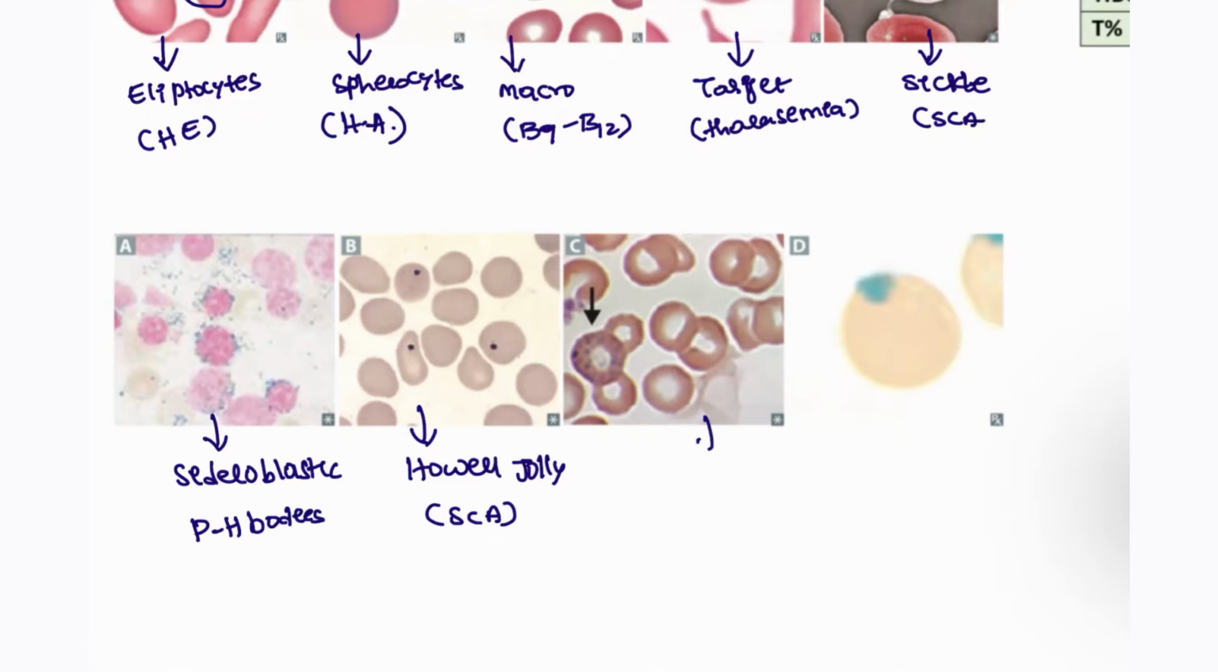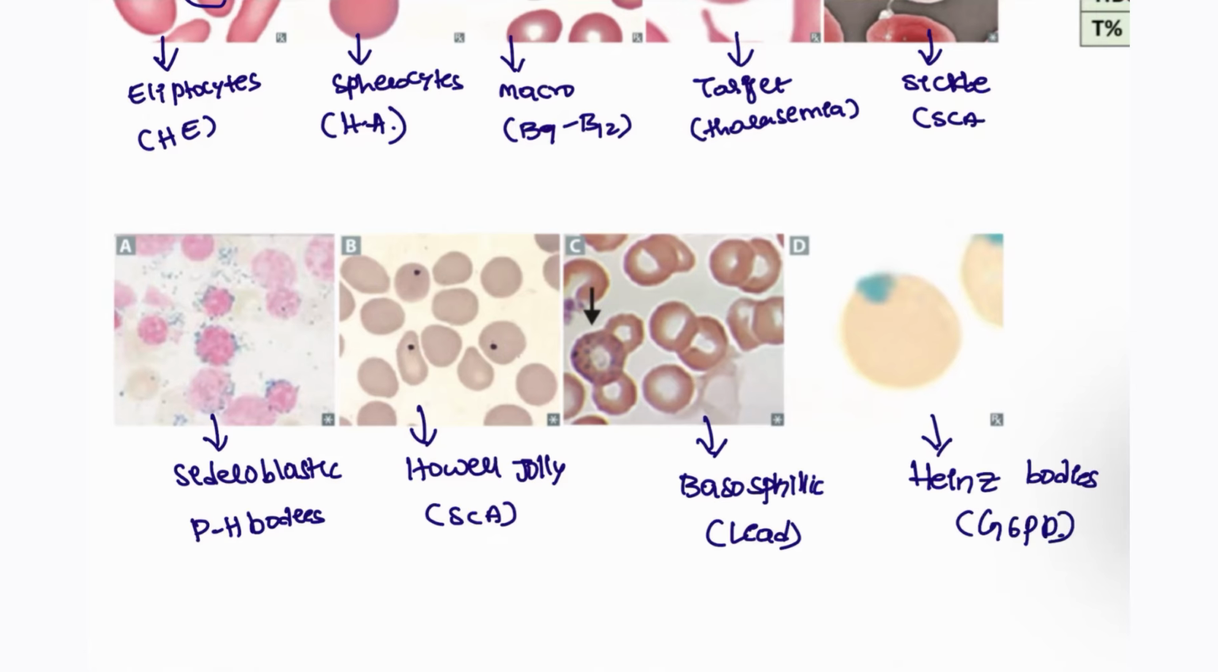Next, this is the stippling, basophilic stippling. This is the basophilic stippling seen in lead poisoning. In a lead poisoning patient, you are going to see the basophilic stippling. Next, these are the Heinz bodies. These are known as Heinz bodies and bite cells, commonly seen in the G6PD patient.